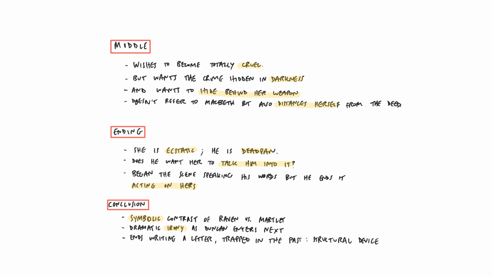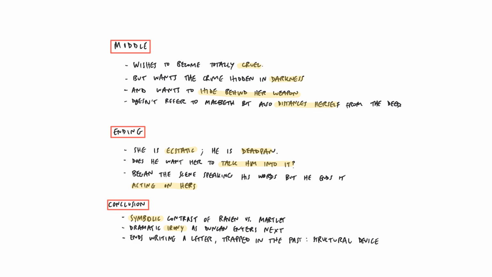The last section is when Macbeth enters. Here, she is ecstatic, feeling the future in the instant, but he is oddly deadpan. Is this because he wants her to talk him into it? Note the interesting change in the dynamic. She began the scene speaking his words, but the plan is for him to act on hers.